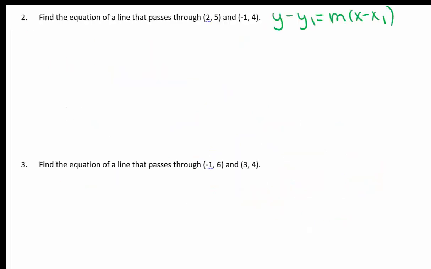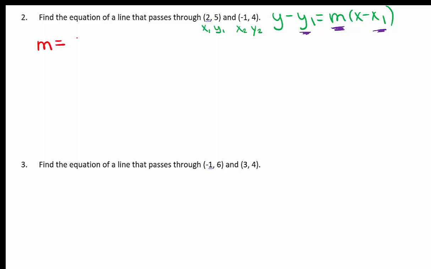Let's do 2 more examples. Find the equation of a line that passes through the points (2, 5) and (-1, 4). Anytime you want to write the equation of a line, you can use this point-slope formula. That means you have to know the slope, and you have to know a point on the line. I know 2 points on the line, but I don't know the slope, so I'm going to have to use my slope formula to compute it.